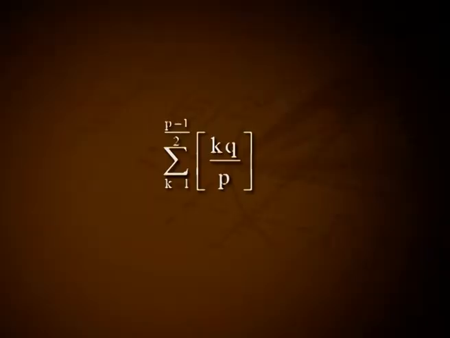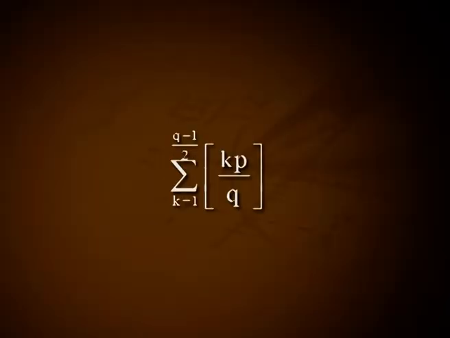Hence, the number of lattice points within triangle OPQ and not on its boundary is the sum over k = 1 to (p-1)/2 of [kq/p]. Similarly, the lattice points that lie within triangle OQR and not on its boundary are the sum over k = 1 to (q-1)/2 of [kp/q].